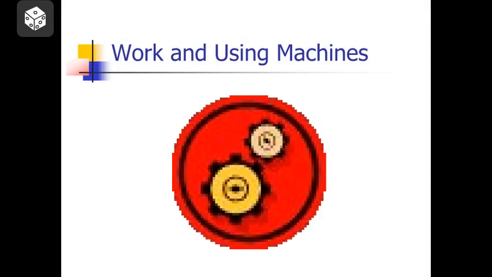What we're going to cover in this section is a PowerPoint that's going to go over not just work itself. I mean, obviously we went over work in the last section, but things that we have in our lives that basically make doing work easier. In this case, that being machines. So you can see the title of this is Work and Using Machines.